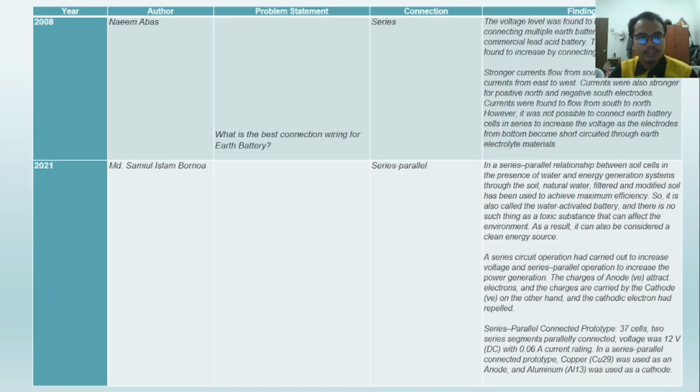Next is the third problem statement, which is: what is the best connection wiring for a battery? The first author used series connection. What I find is the voltage level was found to increase linearly by connecting multiple battery cells in series, like a commercial lead acid battery, while the load current was found to increase by connecting cells in parallel.